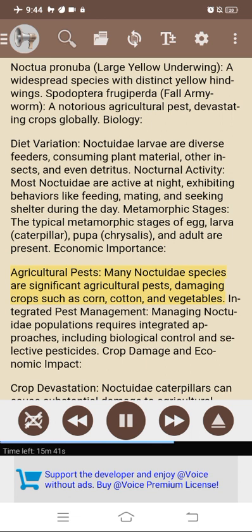Economic importance. Agricultural pests. Many Noctuidae species are significant agricultural pests, damaging crops such as corn, cotton, and vegetables. Integrated pest management. Managing Noctuidae populations requires integrated approaches, including biological control and selective pesticides.